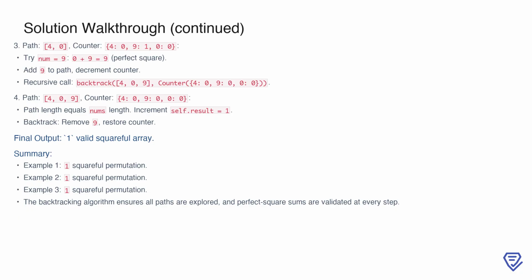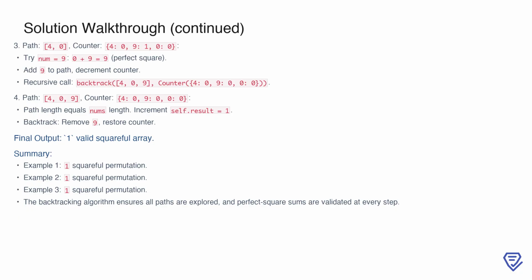The sum 0 plus 9 equals 9, a perfect square, so we add 9 to the path, decrement its count in the counter, and make a recursive call with the full path [4, 0, 9]. At this point, the path length matches the input array length, so we increment self.result to 1, marking one valid squareful array. After backtracking to explore other possibilities, the final output for this example is also one valid squareful array.